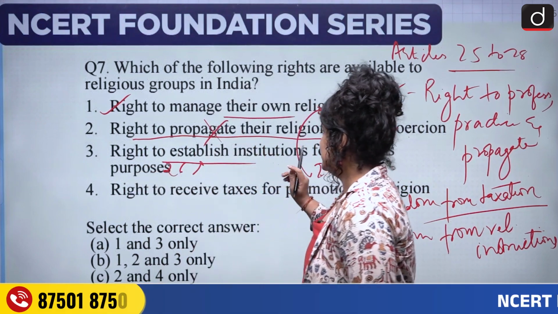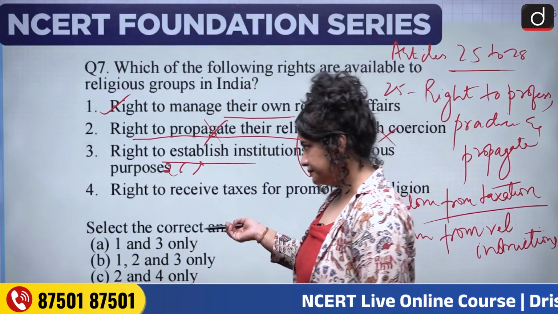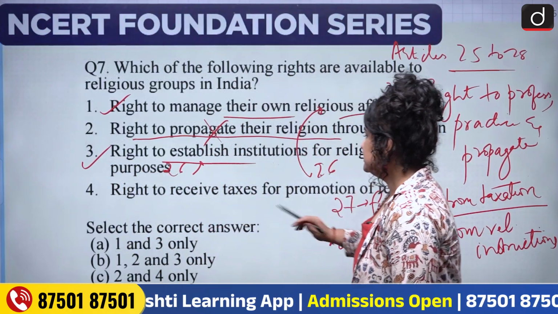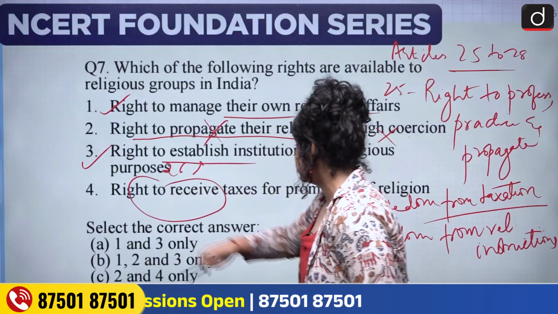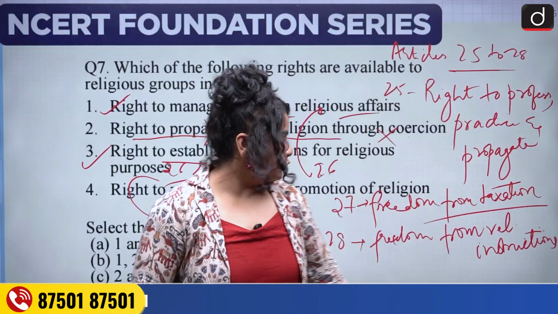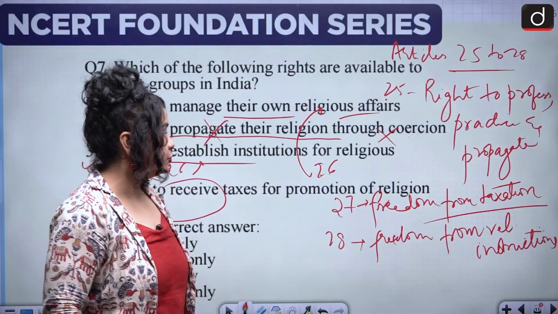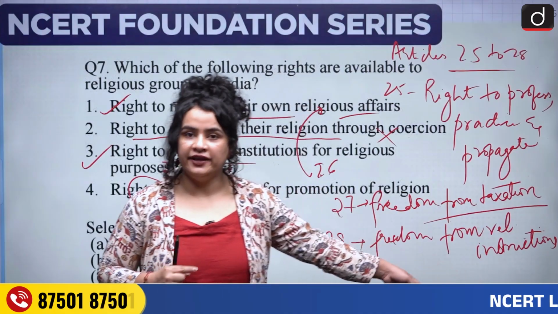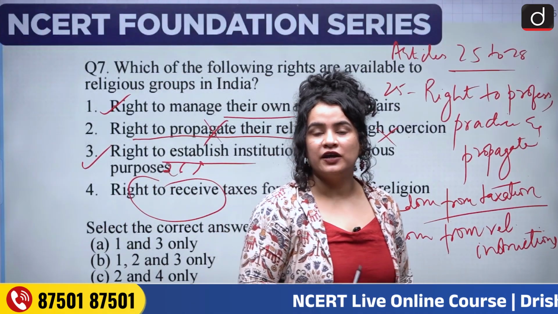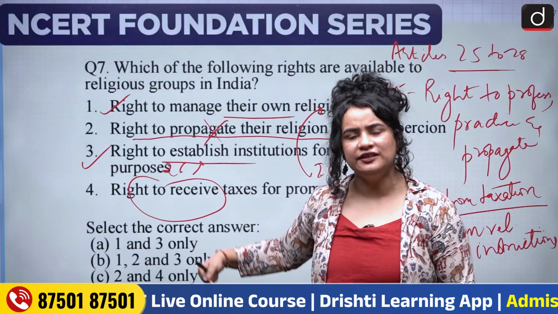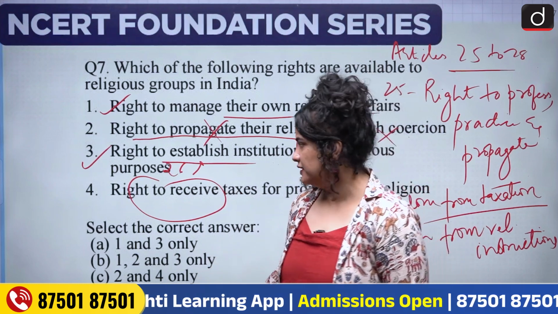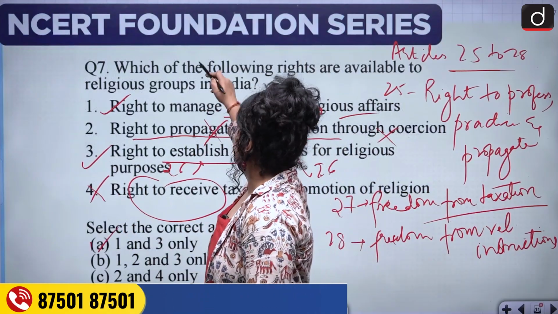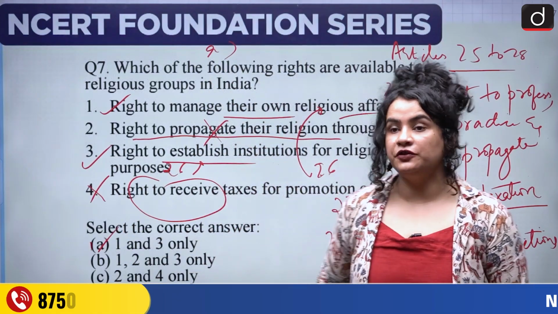Third option says right to establish institutions for religious purposes. Very well. It is permitted under Article 26. And the fourth option is right to receive taxes for promotion of religion. Now, please notice here that Article 27 says there's a freedom from taxation to promote religion. Now, if I have the right to be free from any sort of taxation, do you think there can be a right to receive taxation? Absolutely not, right? So, we can eliminate this. So, only 1 and 3 are correct. And here we arrive at the right answer, which is option number A.